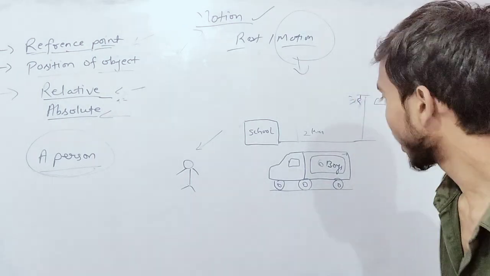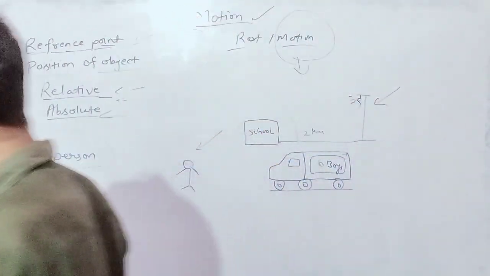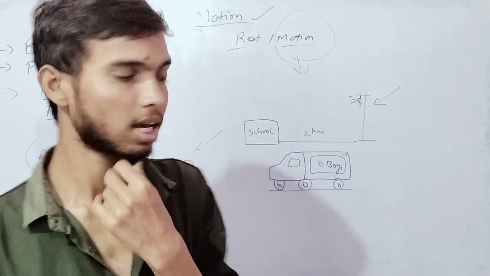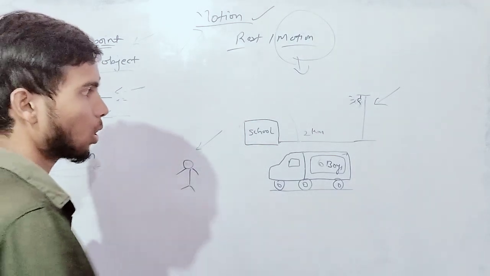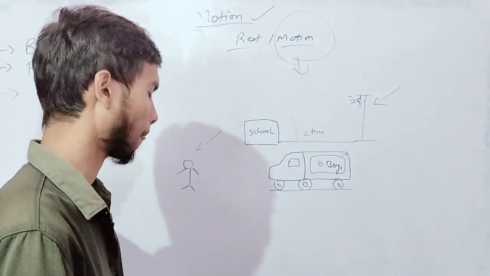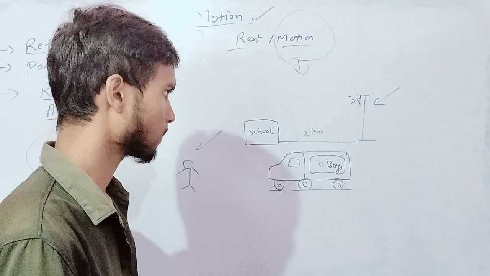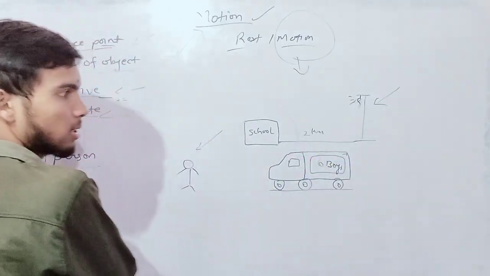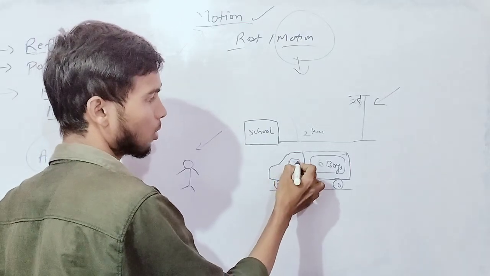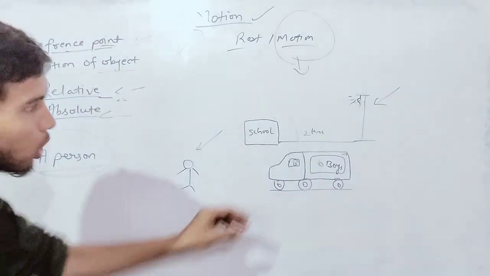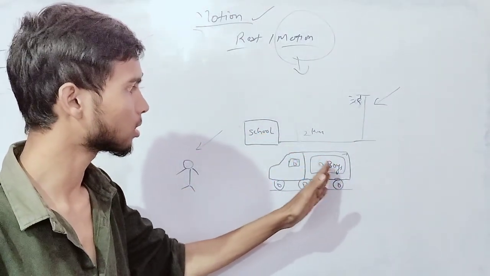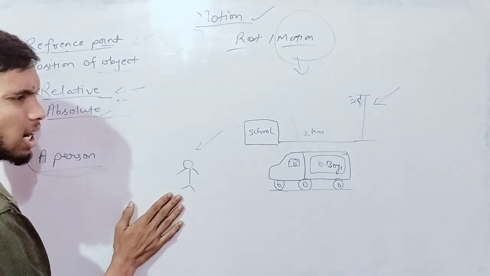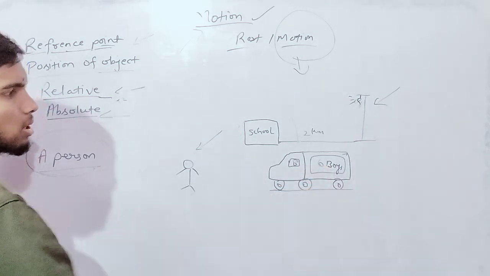Now, according to this person, all these six boys are in rest. Yes. According to this person, all these six persons are in rest. But hold on. No, both these persons are in the vehicle. According to this person, these six boys will be in rest. But according to me, it seems that the six persons will be in motion.